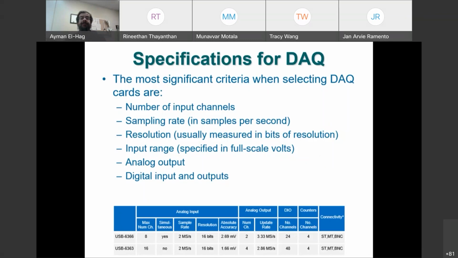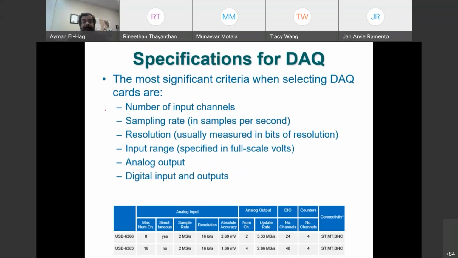So you need this card so that the computer will understand the signal that you are feeding from your measurement system. Now, when you want to buy a data acquisition system, there are certain specifications, certain things that you need to watch. You need to check before you select your data acquisition system. And these are the most important things that you need to pay attention to while ordering or buying your data acquisition system.